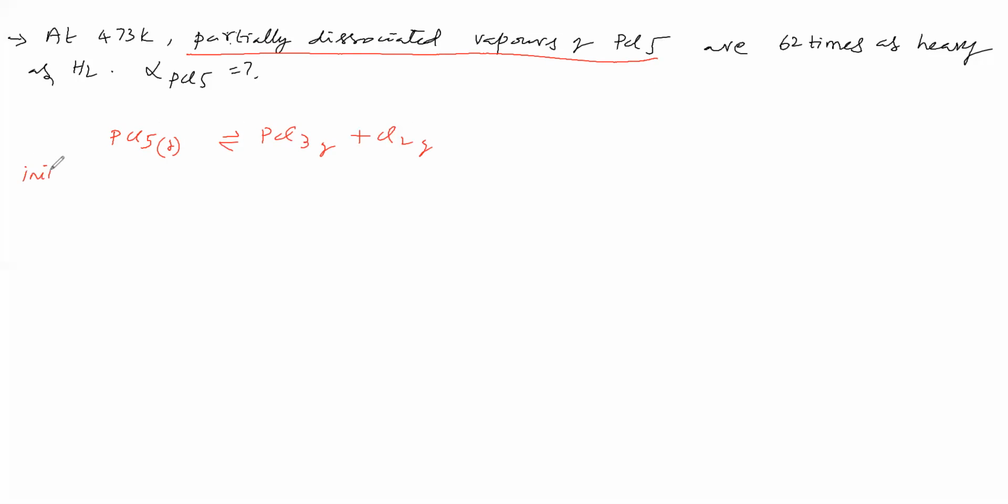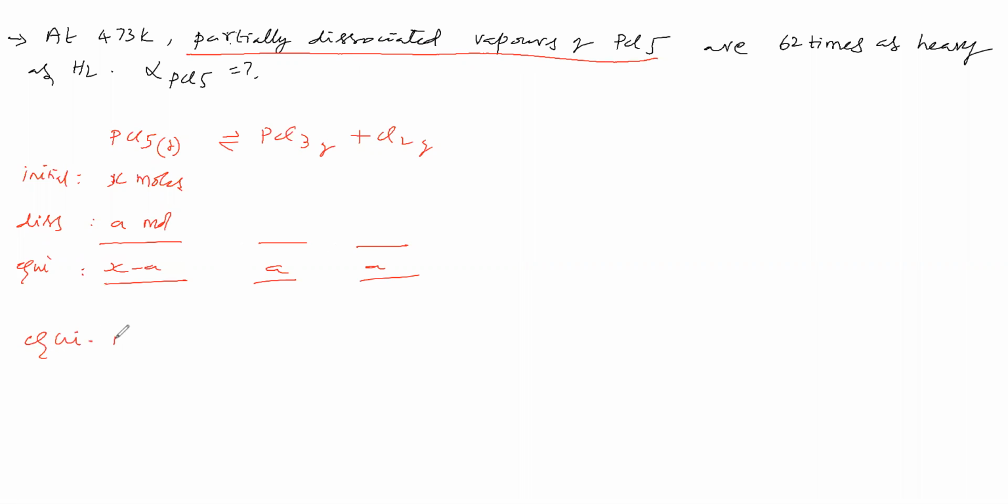So initially suppose we take x moles of PCl5. Some A moles dissociate. So at equilibrium, x minus A moles of PCl5 is there, A moles of PCl3 and A moles of Cl2. Partially dissociated vapors of PCl5 means we have to consider the equilibrium mixture, whose mass is equal to 62 times as heavy as hydrogen.